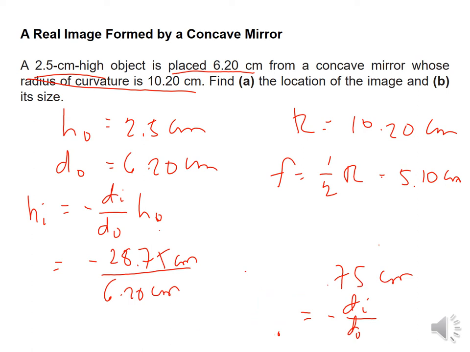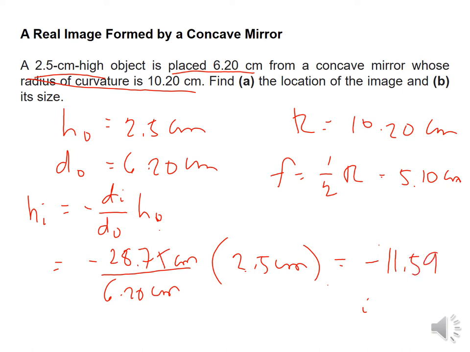And that is to be multiplied by the height of the object. The height of the object is also given. That is equal to 2.5 centimeter. So multiplied by 2.5 centimeter. So negative 28.75 centimeter multiplied by 2.5 centimeter divided by 6.20 centimeter. So this is equal to negative 11.59. So the height of the image is 11.59 centimeter.